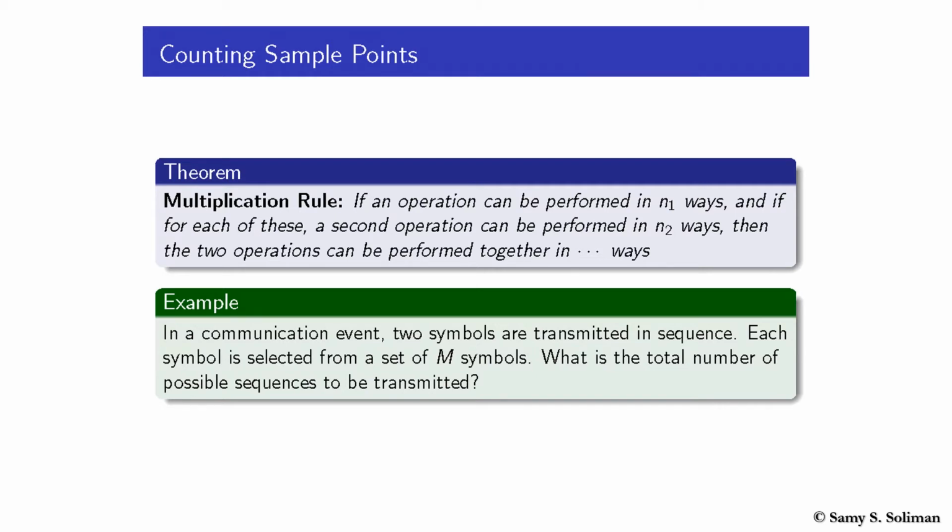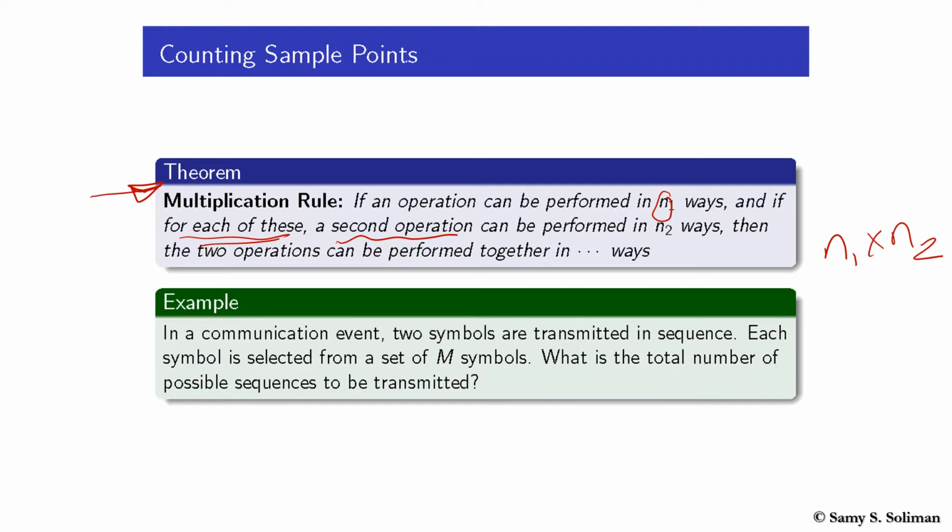First of all, one of the main counting techniques is the multiplication rule. The multiplication rule states that if an operation can be performed in n1 ways, and then for each one of these n1 ways, a second operation can be performed in n2 ways, then the two operations can be performed together in n1 times n2 ways, hence the name multiplication rule.